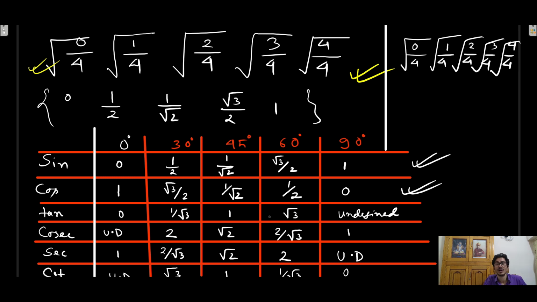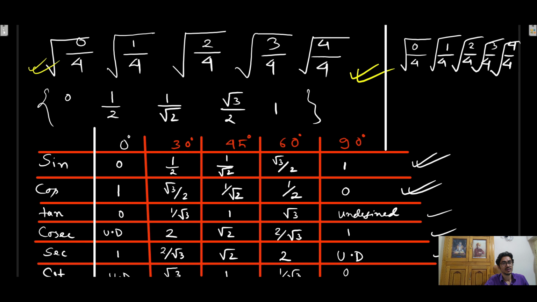And how to obtain the values of tan? Tan theta equal to sin theta by cos theta. We know this relation. So take this 0 by 1 is 0. 1 by 2 by root 3 by 2 means 1 by root 3. 1 by root 2 by 1 by root 2 is 1. So tan 45 degree equal to 1. So like this table is derived. Okay. So without wasting any time, again go to the problem.